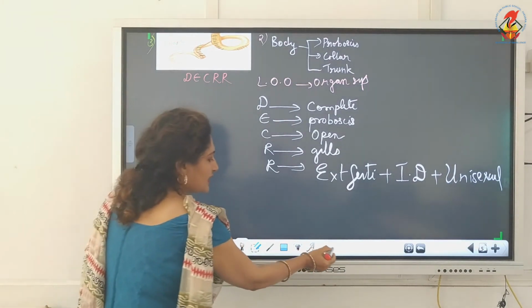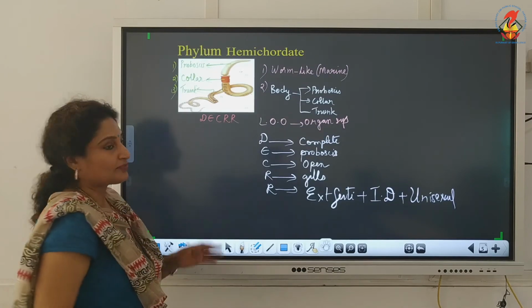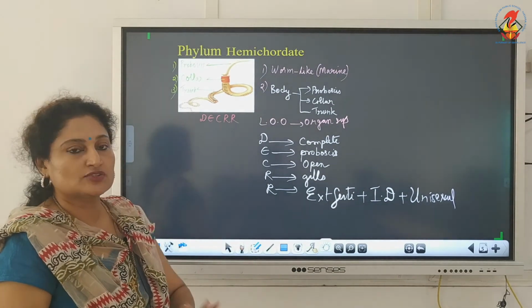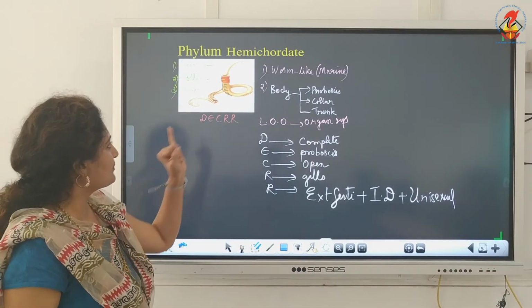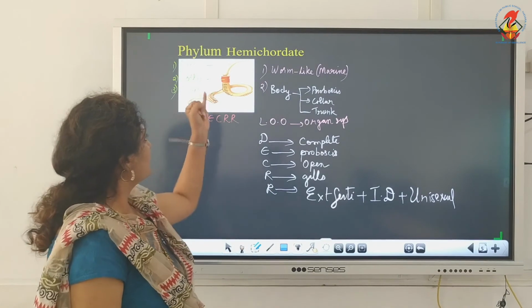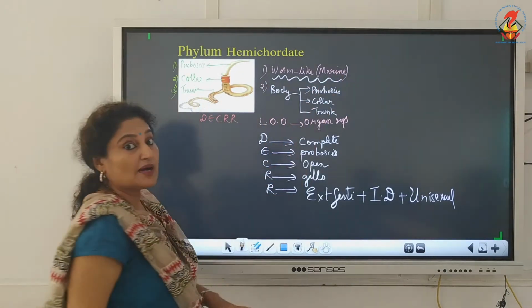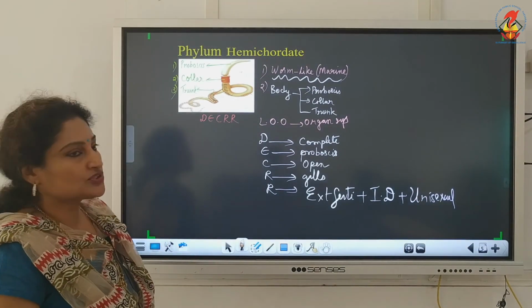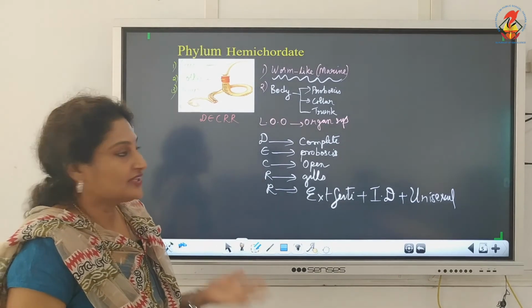So, once again, a recap of this phylum Hemichordata. From the name itself, you can understand partly like a chordate. But now it is finalized, there is no dispute in its position, it is placed now under non-chordate. So, talking about the distinct feature of phylum Hemichordata, the body is worm-like and these are marine forms. Then the body is divided into proboscis, collar and trunk. The trunk bears a number of gills.